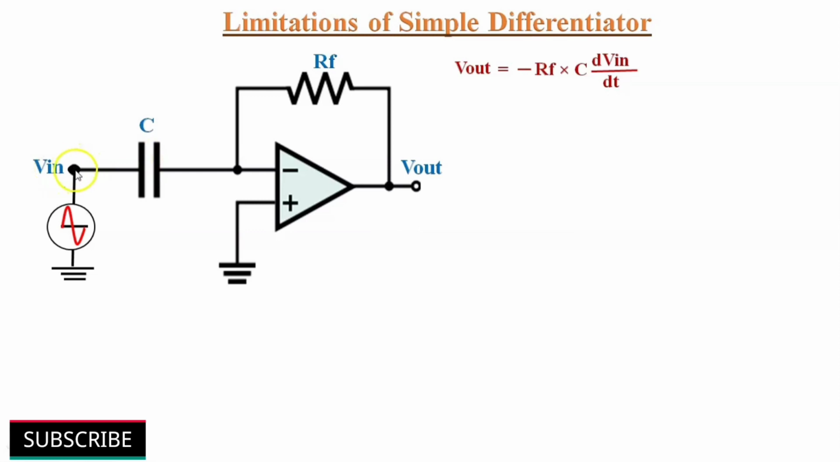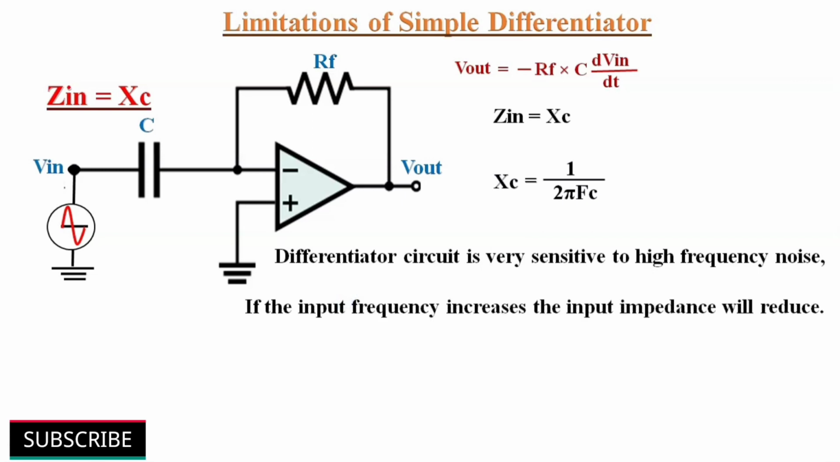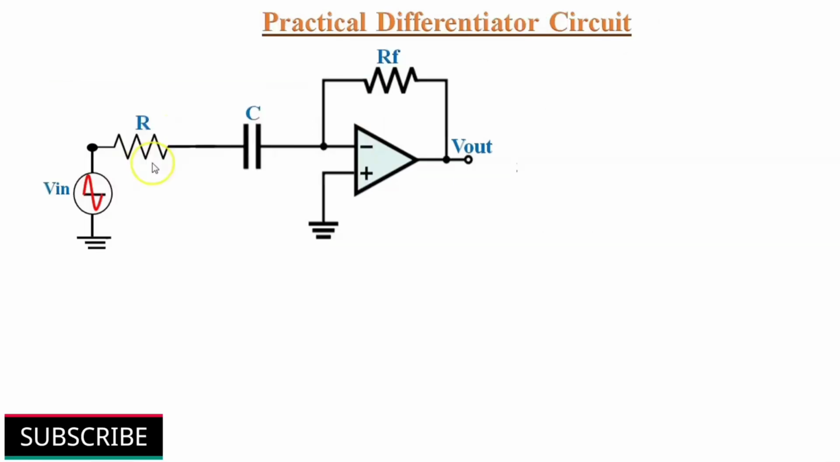The input impedance of the differentiator circuit will be equal to the reactance of this input capacitor. Zin equals Xc. Capacitive reactance Xc equals 1 upon 2 pi Fc. As the input signal frequency increases, the capacitive reactance reduces. So the input impedance will also reduce in high frequency applications. So the two limitations are: the differentiator circuit is very sensitive to high frequency noise, and if the input frequency increases, the input impedance will reduce.